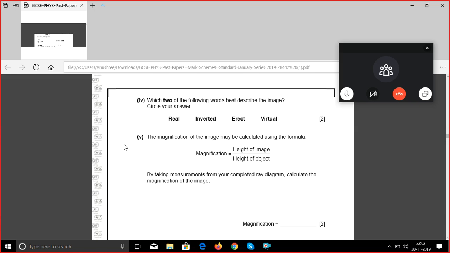So the magnification is 1.5. Yes, so you have to divide height of image by height of object. What was the height of image that you have calculated? The height of the image was 4.5. And of object? 3. Yes, so 4.5 divided by 3 is 1.5. Yes, that's correct.